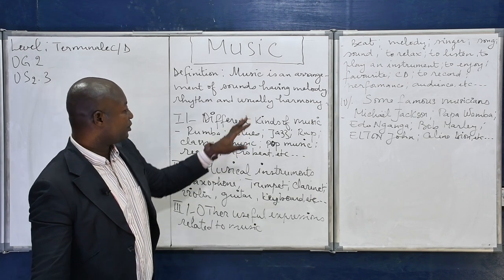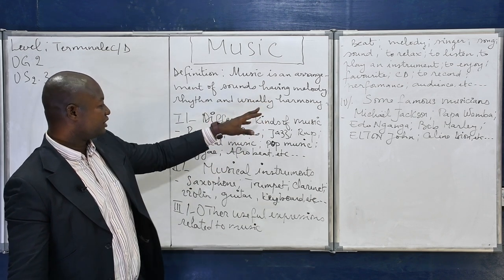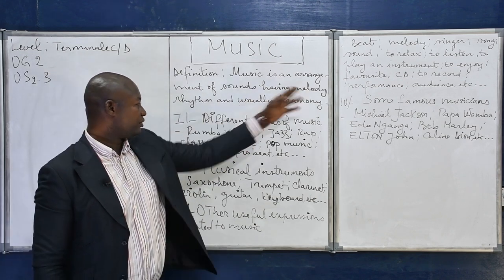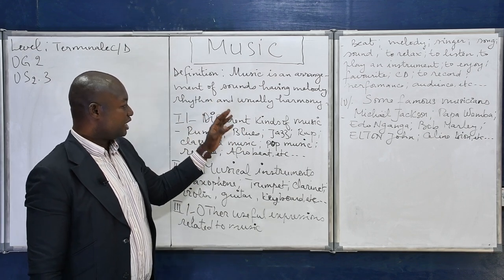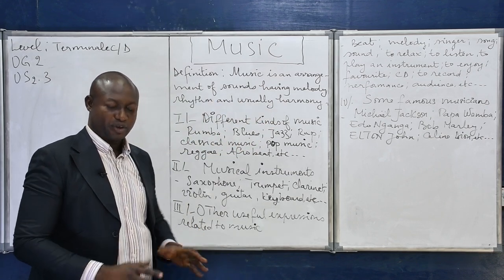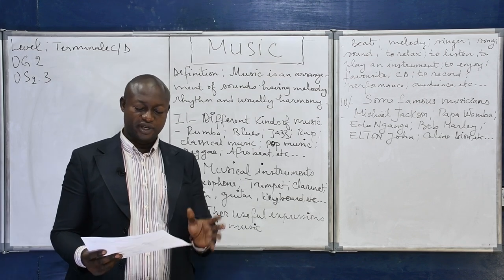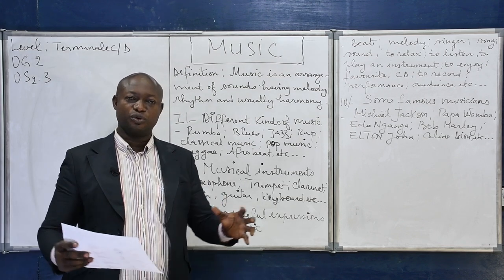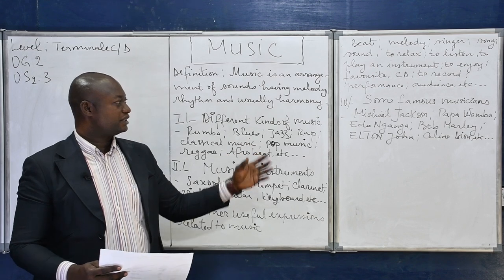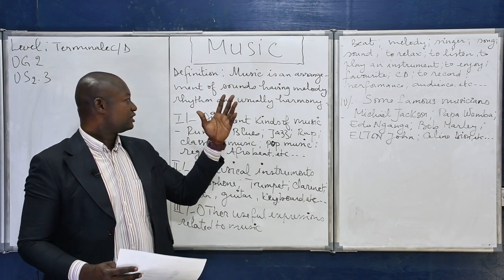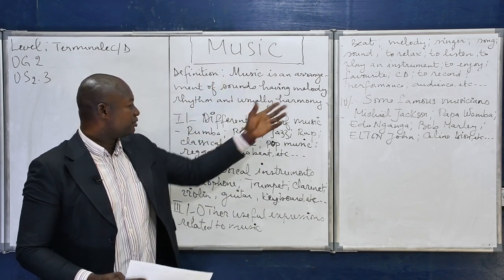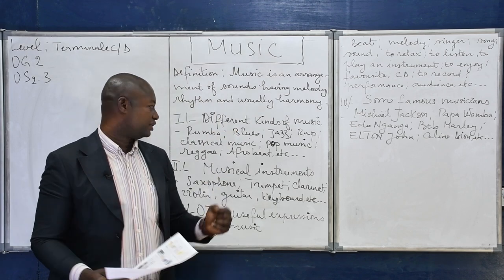So we have some keywords. For instance, melody, rhythm, and harmony. We need musical instruments to produce what we call sounds, melody, rhythm, and harmony.